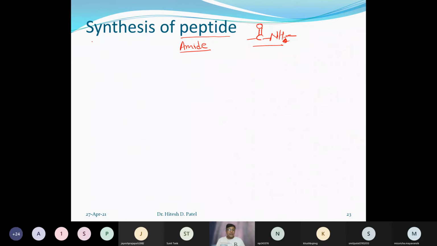But the minor difference is when we are starting the reaction with RCOOH, meaning any carboxylic acid, plus R1 NH2, any primary amine. When they react with each other, it will convert into a CONH group, C double bond O NH group, that is known as amide. That is called R1 C double bond O NH. So this is called amide.